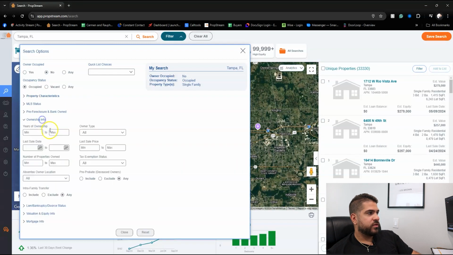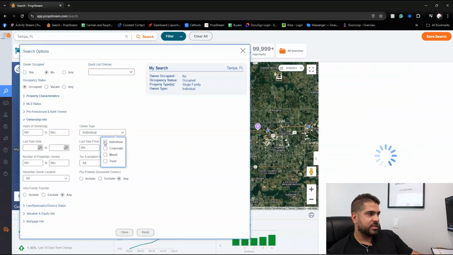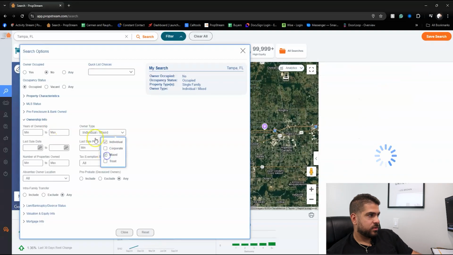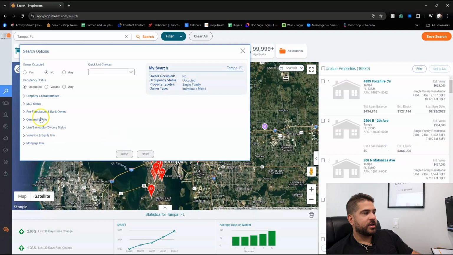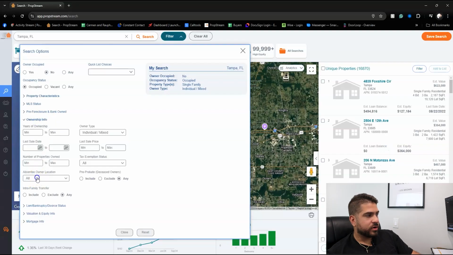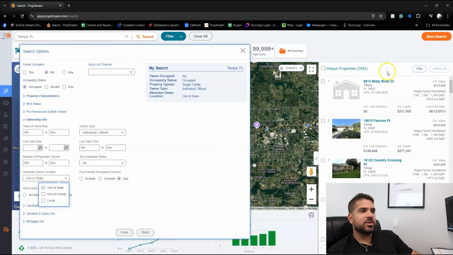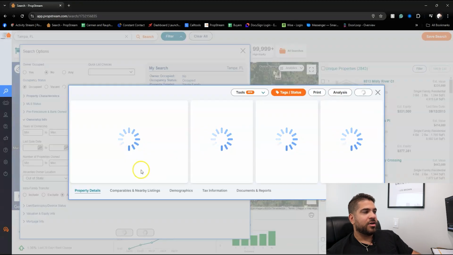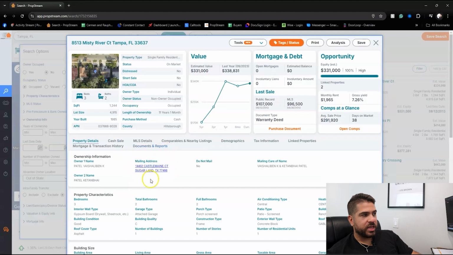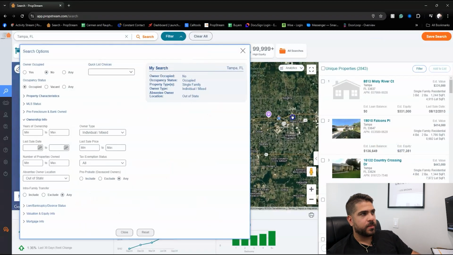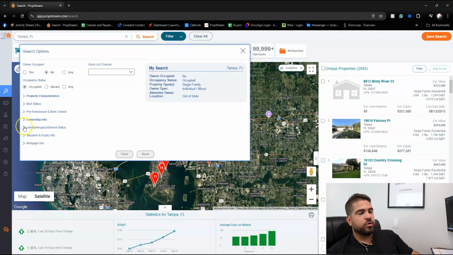The ownership info, I like to go individual. Let's say it's individual, or let's say mixed. And then let's go ahead and say that the owner is actually out of state. So these are 2,843 properties that are owned by an individual or a mixed owner, and they are out of state. So their mailing address is in a different state. So for these people who live in Texas, for example. So this is very important, right?